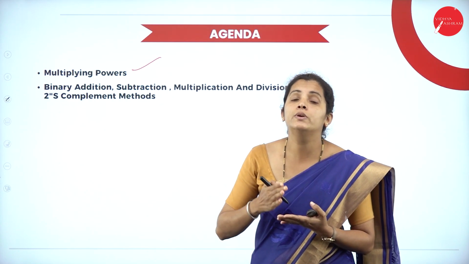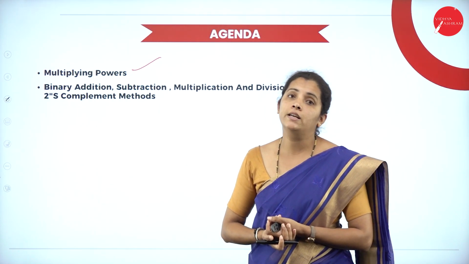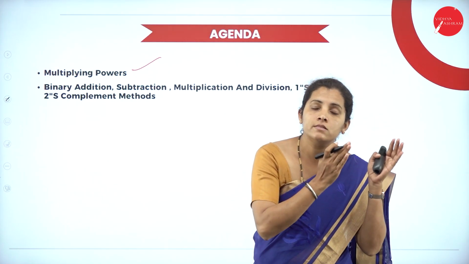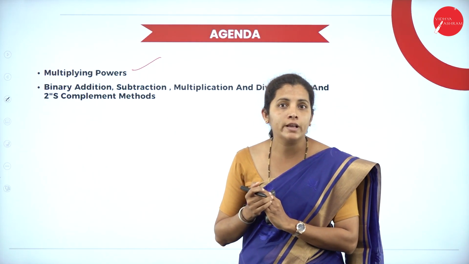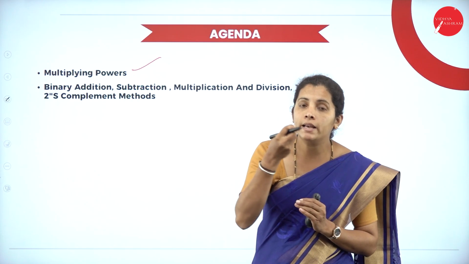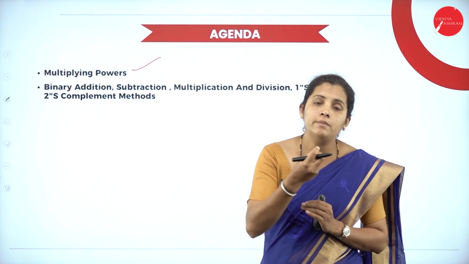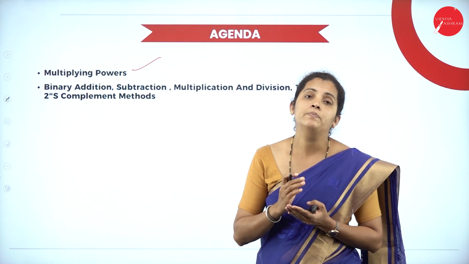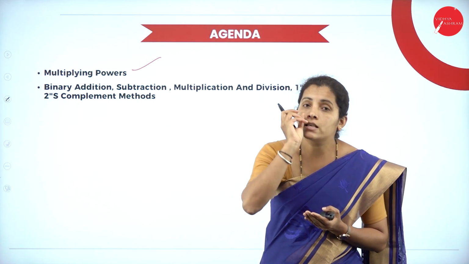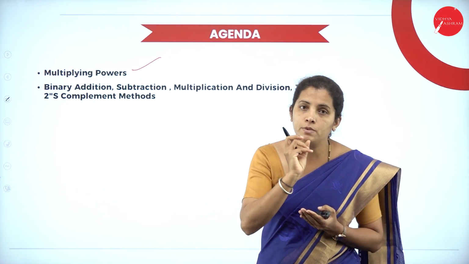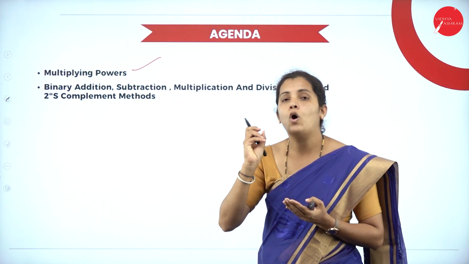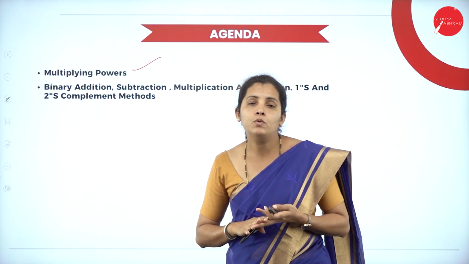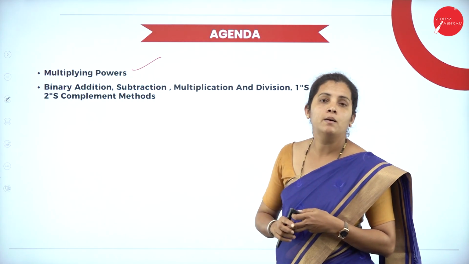In the last session, we discussed the different conversion methods. That means it is possible to convert one number system to another number system. For example, it is possible to convert binary number to octal, binary number to decimal and binary number to hexadecimal. At the same time, it is possible to convert hexadecimal to binary, hexadecimal to decimal, hexadecimal to octal and vice versa. So, in today's session, I'm going to deal with multiplying powers.